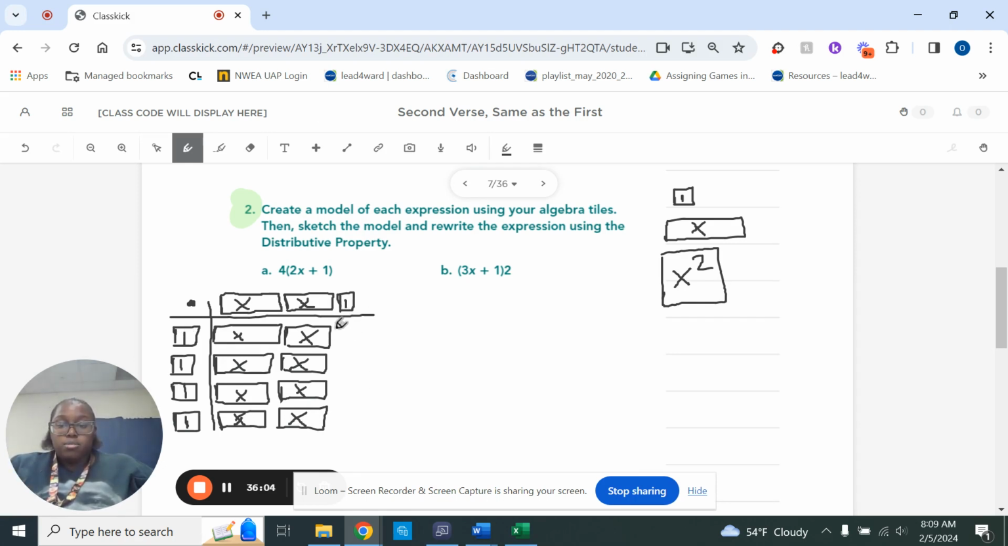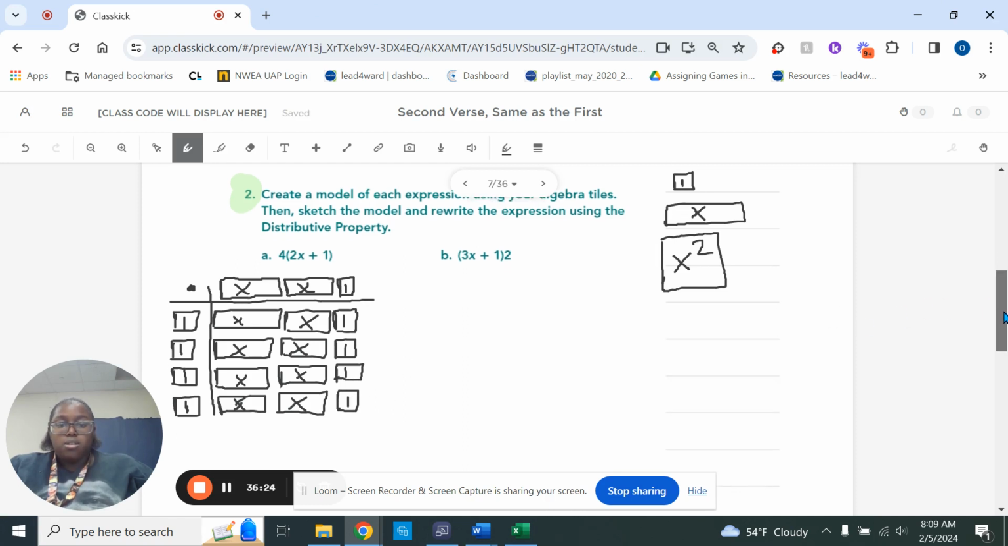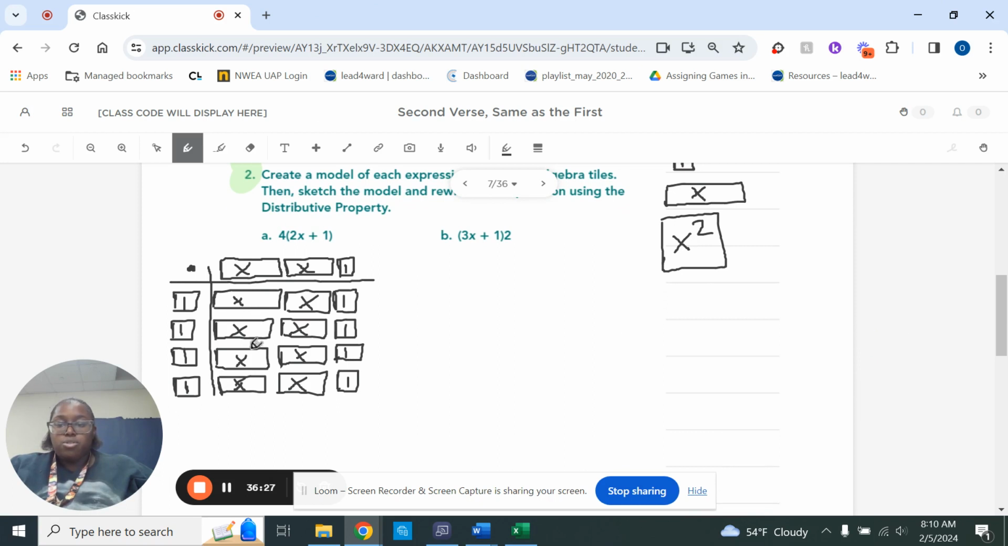Last column. 1 times 1, 1 times 1, 1 times 1, 1 times 1. So when we are done, we have 1, 2, 3, 4, 5, 6, 7, 8 x's, and we have 1, 2, 3, 4 ones. All right, now let's try B.